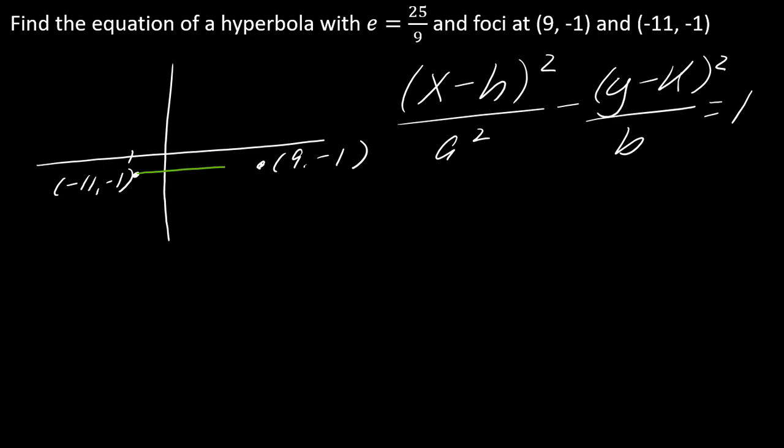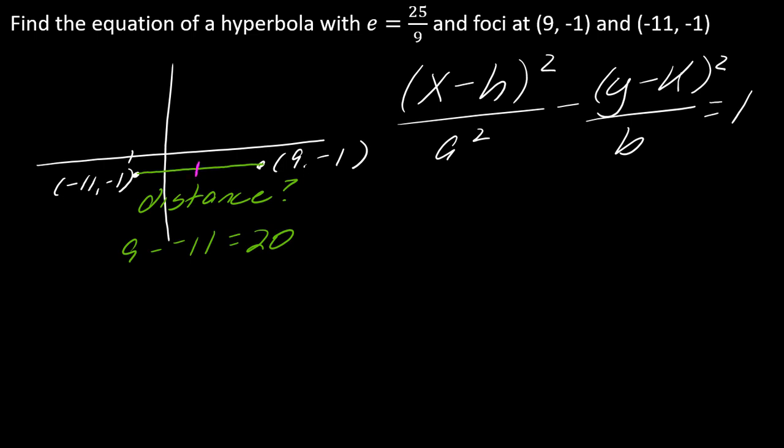So these go out in a direction of c from one another, right? So we need to know what this distance is. To calculate that, I can just take 9 minus negative 11, and I see that that's 20. So the total distance here is 20.